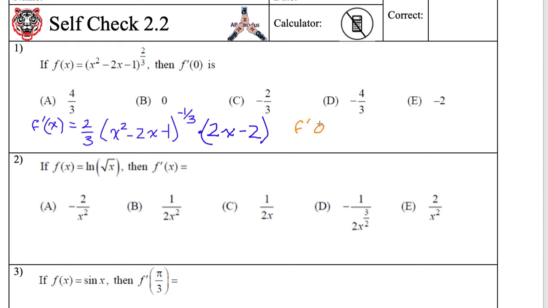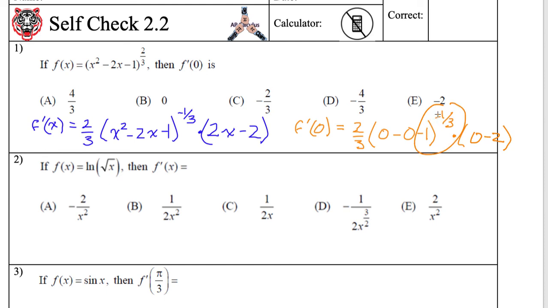So when I do f prime of 0, that is now going to be 2/3 of 0 minus 0 minus 0 minus 1 all to the negative 1/3, times 2 times 0, which is 0, minus 2. Negative 1, you are allowed to cube root negatives. You can't square root negatives. So the cube root of negative 1 is still negative 1. And if I do 1 over negative 1, it's still negative 1. So this whole thing is still just negative 1.